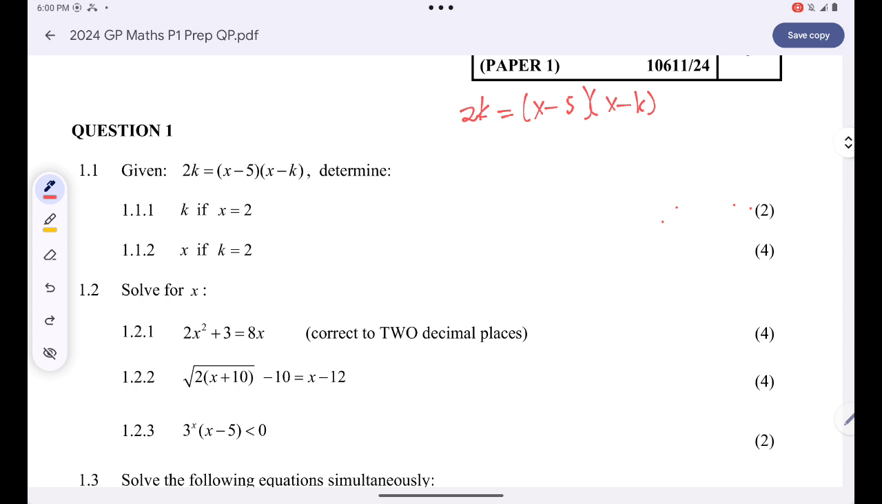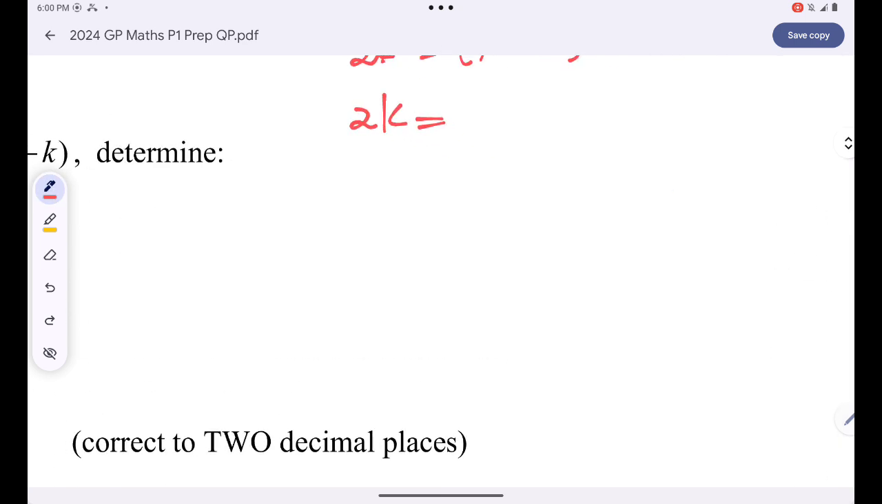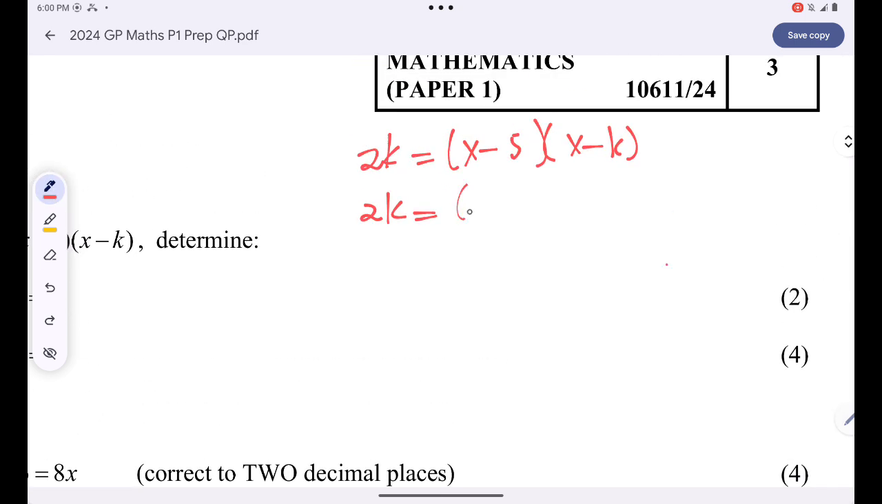So if x is equal to 2, guys, for me to find k, all I have to do is just substitute the value of x. Right? This will just give me 2 minus 5, and then I'll have 2 minus k in the other bracket. I still have 2k. 2k is equal to negative 3 multiplied by 2 minus k.